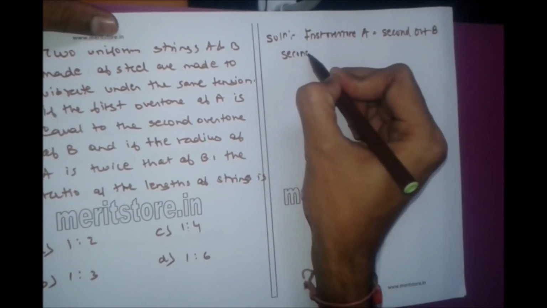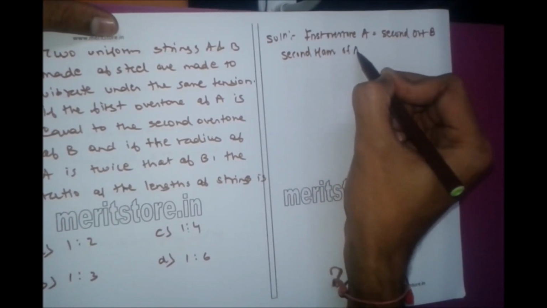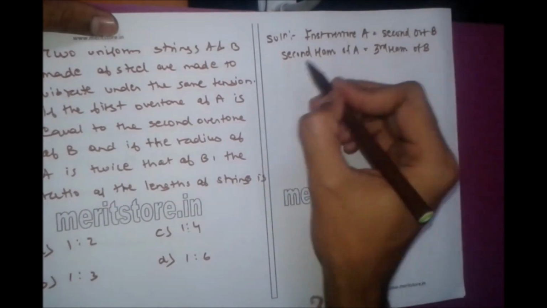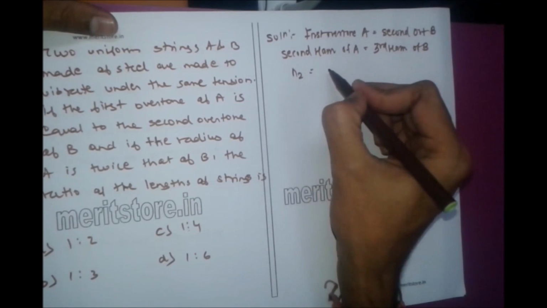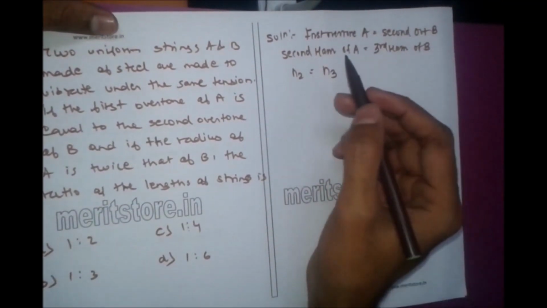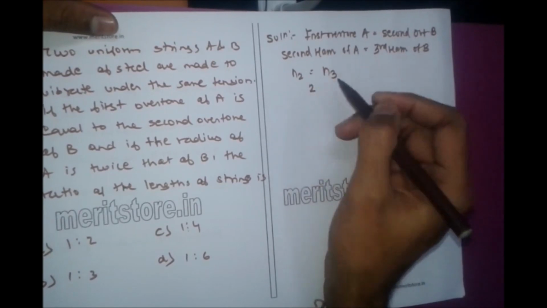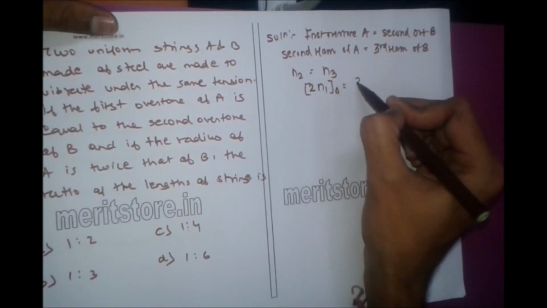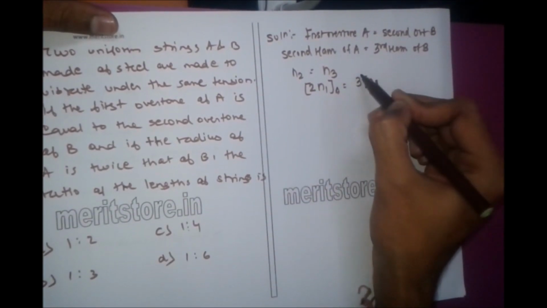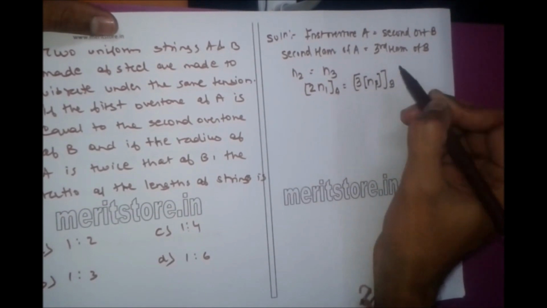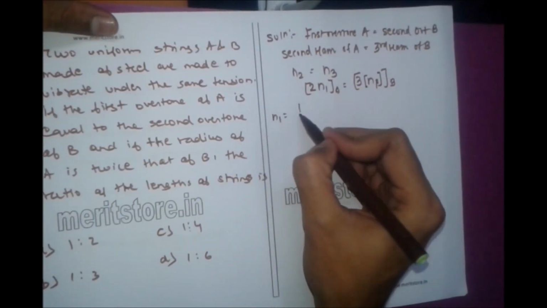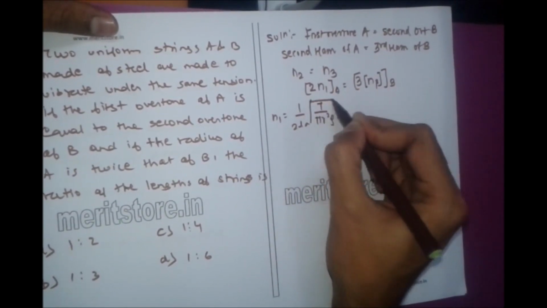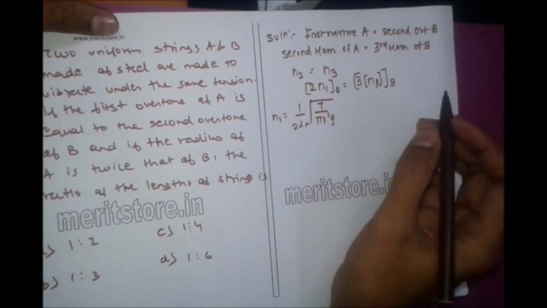That is, the second harmonic of A equals the third harmonic of B. Okay, so we have the frequencies N2 equals the third harmonic of B. So we can write it in another pattern: the second harmonic, N1 of A, is equal to the third harmonic, N1 of B. Okay, so we have the formula N1 is equal to 1 upon 2L under root T upon pi r square rho.